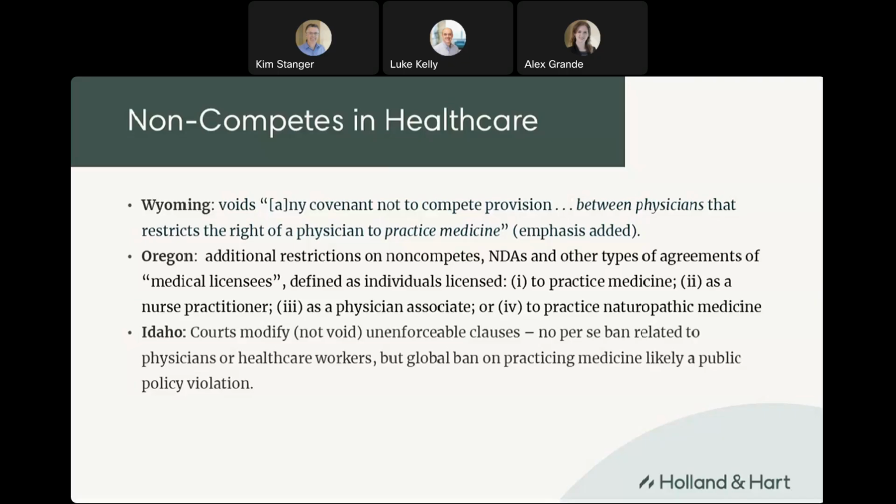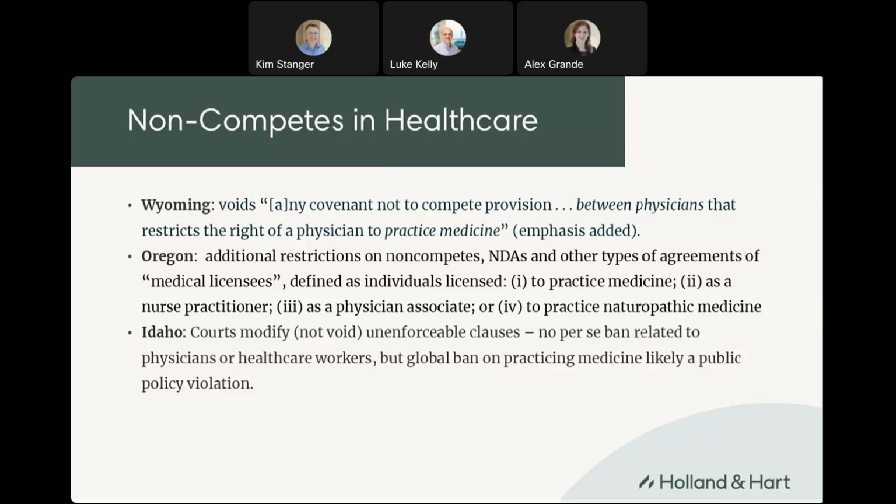for certain practice areas where traditionally the thought was, look, this isn't really who we're trying to target with non-competes. We're trying to target traditional employees and not these smaller practices where non-competes frankly maybe make some sense. So we'll have to see how that plays out. In Oregon, there's also been some additional restrictions on non-competes, and more than just non-competes, but NDAs and any kind of agreements that may affect medical licensees.